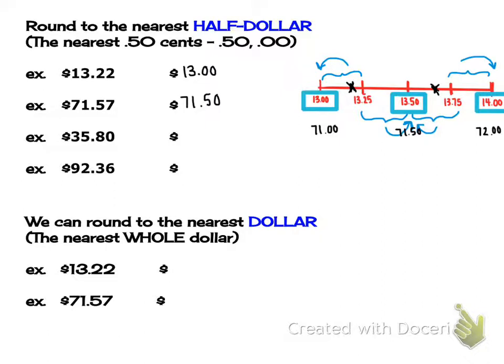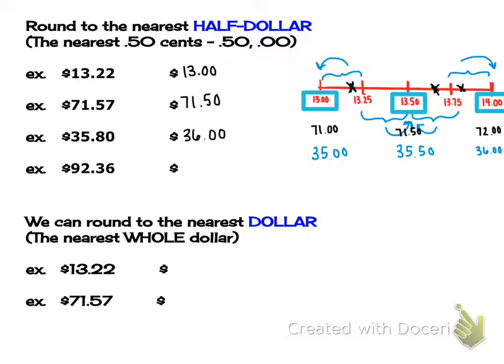35.80. So 35.80, if I'm looking at that, I have 35, 35.50, and 36. 35.80 would show up after the 75, which means it's closer to the next whole number, which would be $36. Okay, try that last one. See what you get.